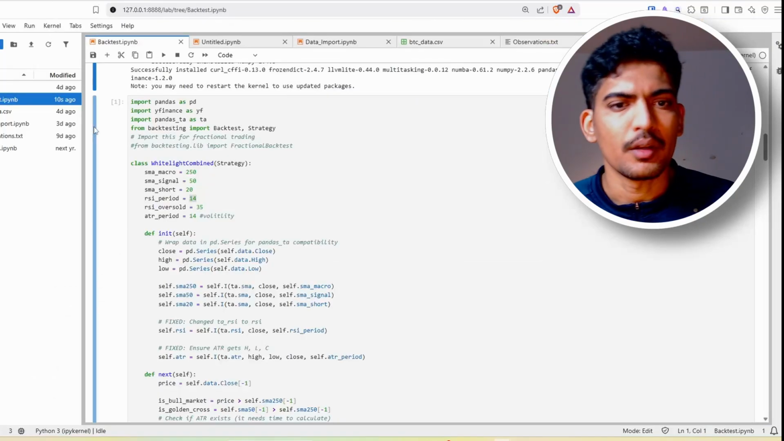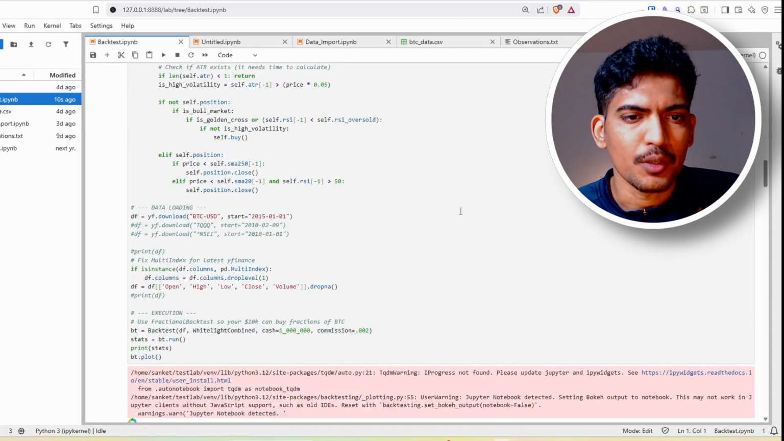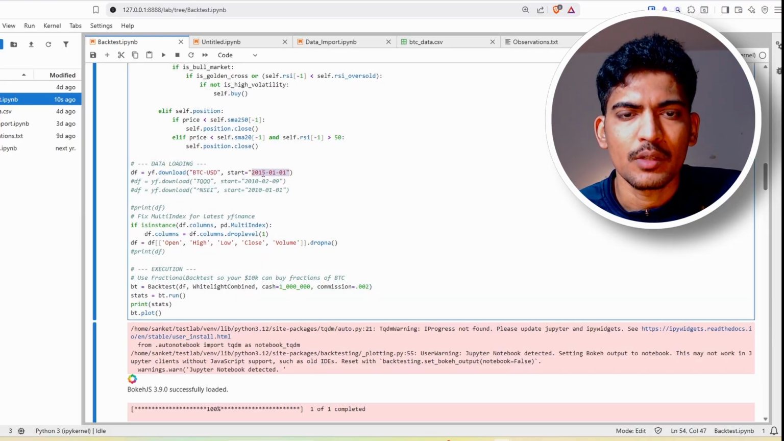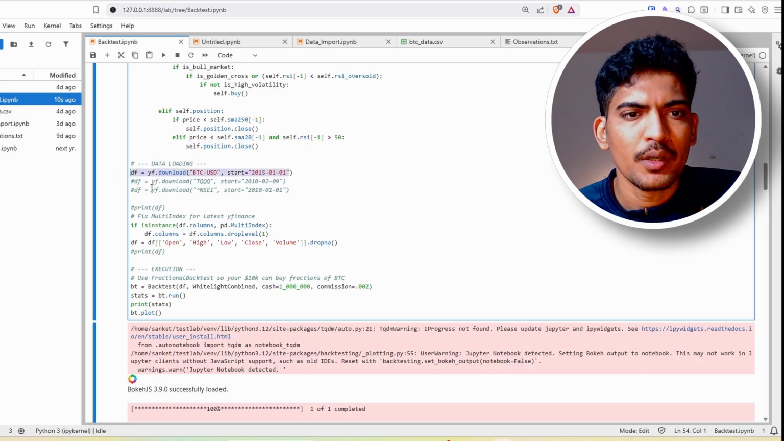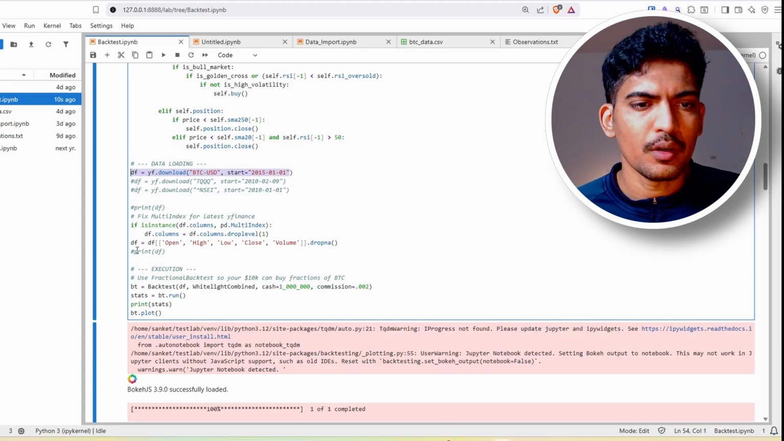Moving back to our environment. So basically what I've done here is, let's start from the bottom. First, I have imported Bitcoin data from Yahoo Finance for the past 10 years. As you can see, I have imported it from 2015 and created a small data structure in our Python environment, which is called a data frame.